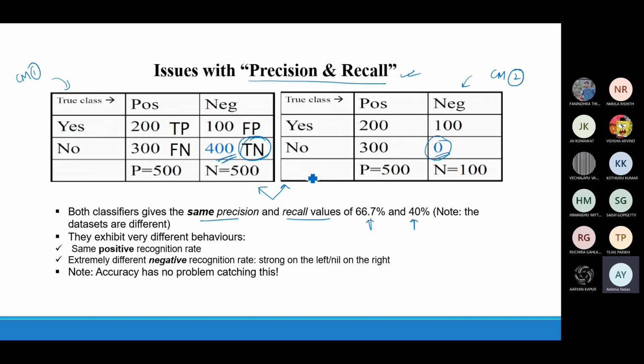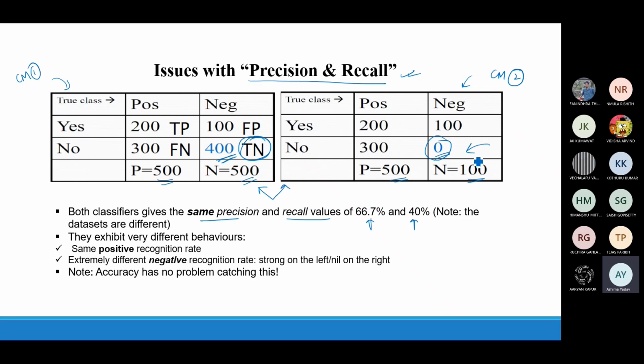But if you see these two models, they are from different data sets, because you can see that the number of samples are also not equal. So even if the data set is the same, you can get the same precision and recall values for two different models. However, they have completely different behavior.